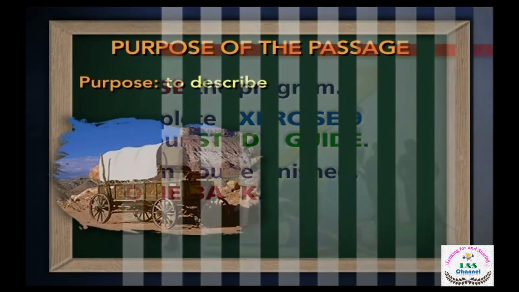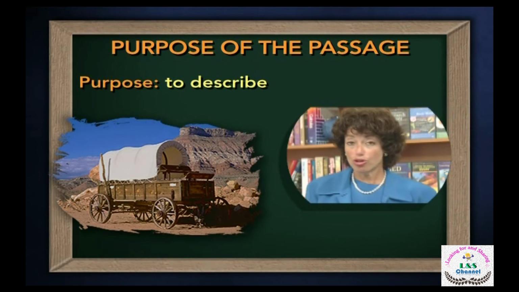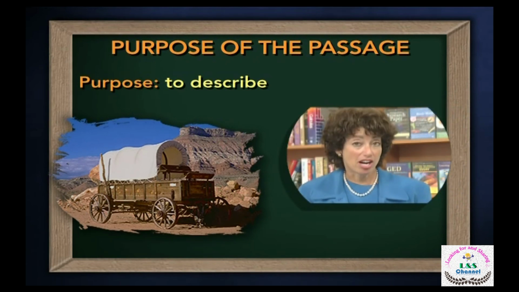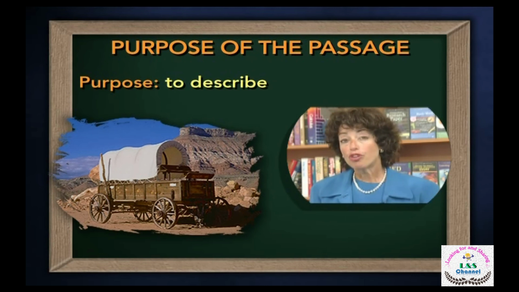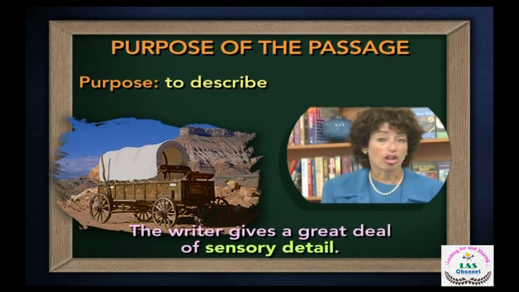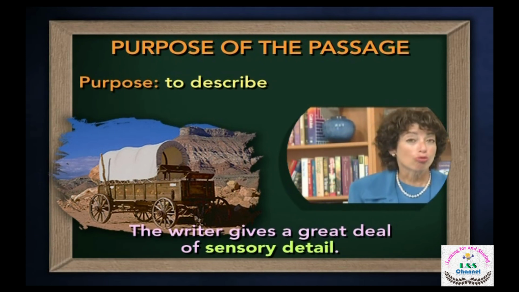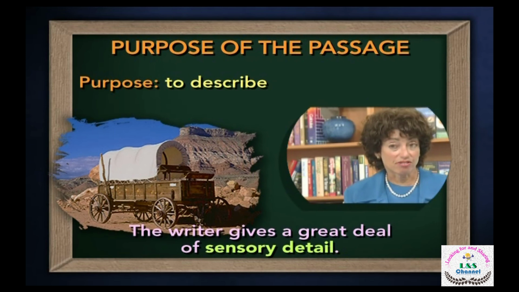The purpose here is to describe. Remember, description is writing that appeals to the 5 senses. You can figure this out because the writer gives a great deal of detail, sensory detail, such as the heat of this long ride, which appeals to our sense of touch.